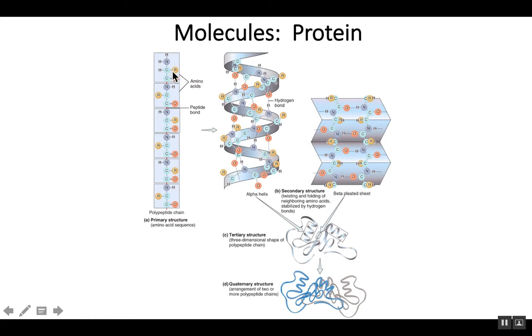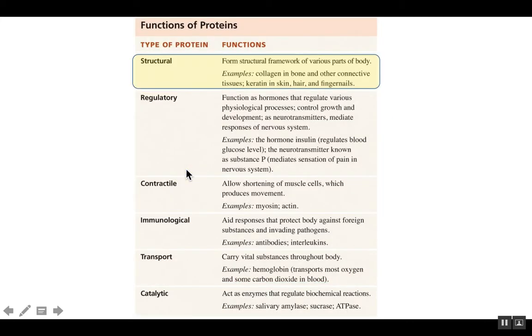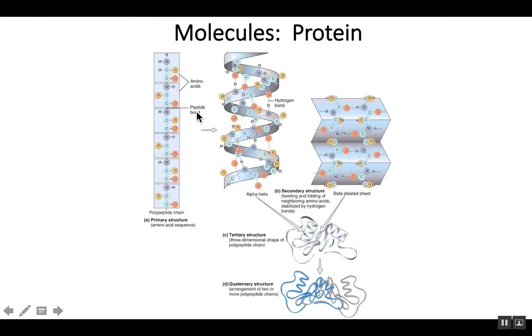But when you chemically bond many amino acids together, that chemical bond is known as a peptide bond. That's the bond in between amino acids. And you produce a larger molecule called a protein.